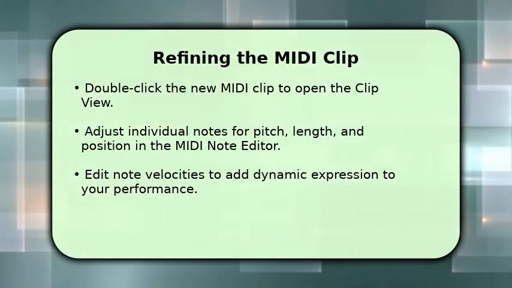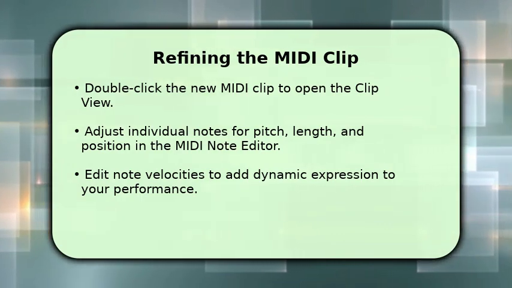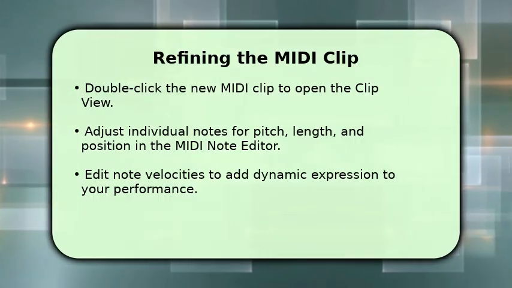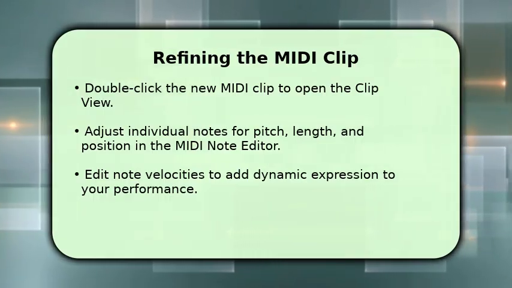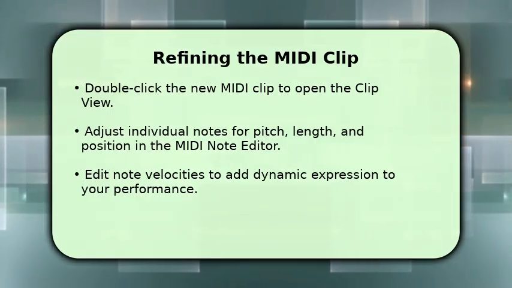The Fold button is incredibly useful for displaying only notes within a chosen musical scale, simplifying harmonic adjustments. You can also easily correct any minor conversion errors by moving or deleting unwanted notes.